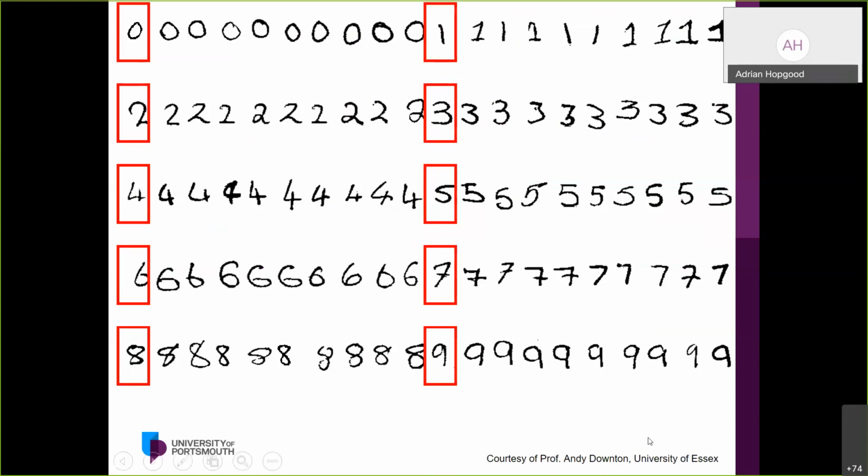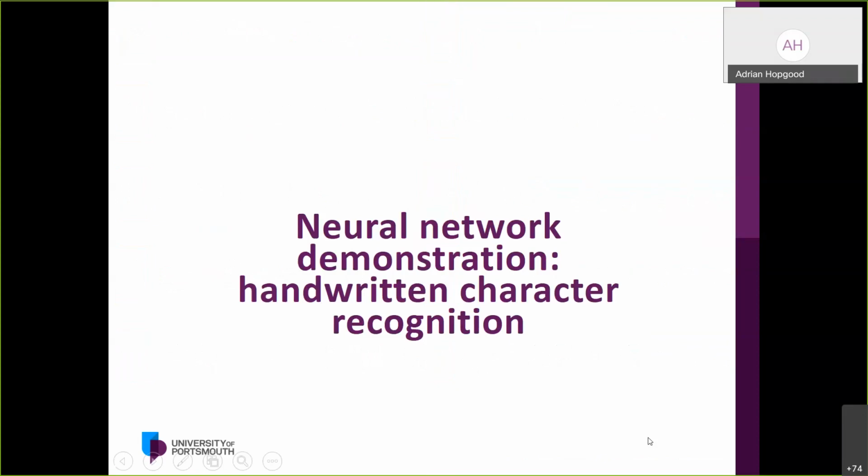Formerly of Essex, I should say. So I'm going to train a neural network on just the 9 examples and then test it on the one that I kept back, the one in a red box, a previously unseen example. So I'm going to go back to my neural network software and see how we get on with that.